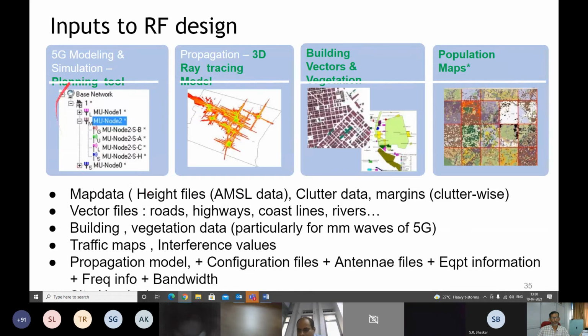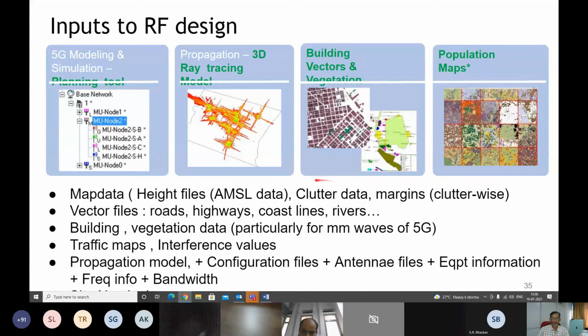With this, you give a lot of inputs to the planning tool. For example, you have a planning tool such as Atoll. First of all, in the planning tool, you have the map data, the height files, and the mean sea level data, which is a fundamental requirement. This is a digital map that you purchase from one of the many suppliers in India, like RMSI, Lepton, etc. Operators purchase the map data from them.